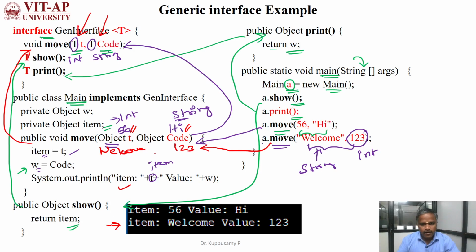So from this, what we should observe is that when you are using the interface in the generic approach, you can pass any data type values, that means using the type parameters. That is the usage of the generic interface in Java.